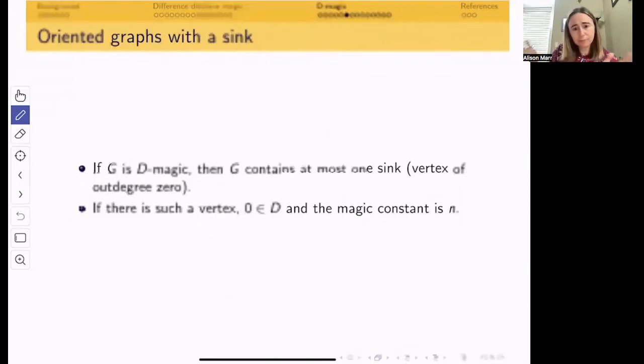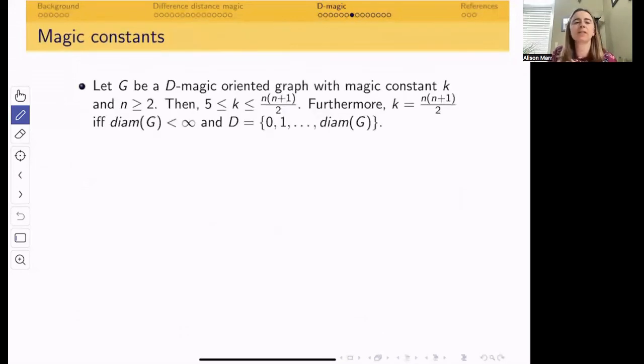And so if G is D magic, you can have at most one sink. And if you have that sink, then you have to have 0 in your distance set because it has to have something that it sums to. And in that case, the magic constant would be n, the total number of vertices.